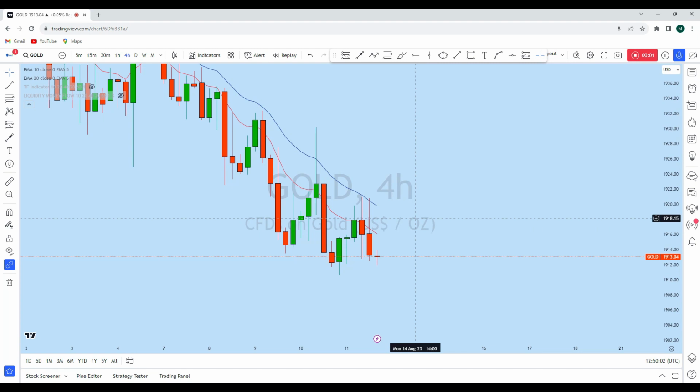Hello trader, I'm going to do a complete multi-time frame analysis on gold. Let's see what kind of trading opportunity we currently have in this instrument. From the lower time frame perspective, we can see that gold is showing a significant trading opportunity.